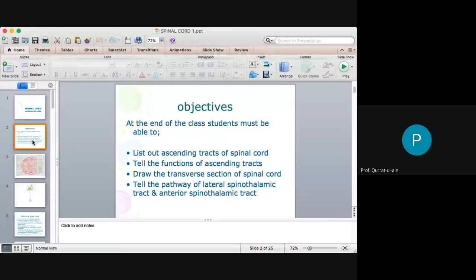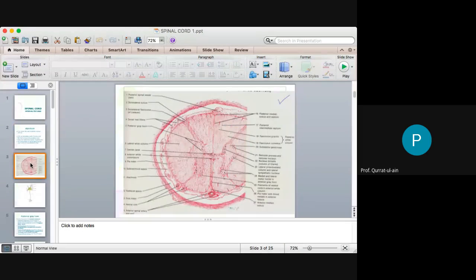So I will be giving a little outline and a review of that transverse section of the spinal cord and main objectives. The first, we will discuss the lateral and anterior spinothalamic tract, and the rest of the fasciculus gracilis, cuneatus, and anterior and posterior spinocerebellar tracts also. Now, this is the section of the spinal cord which you see in the histology, and you have been doing it in the first year.